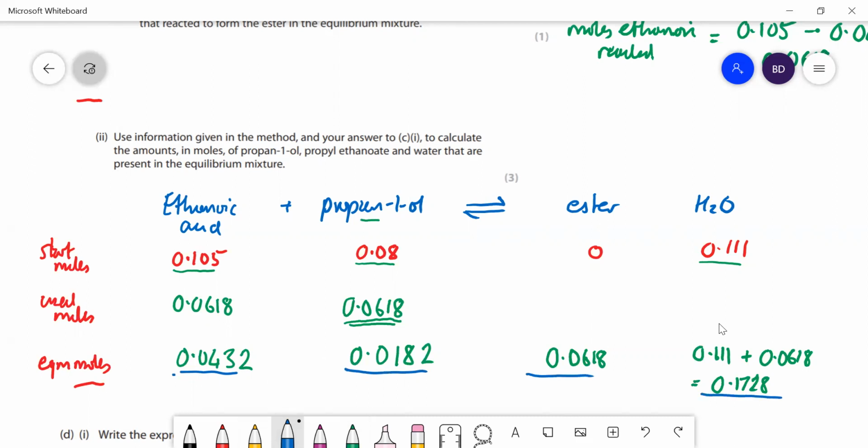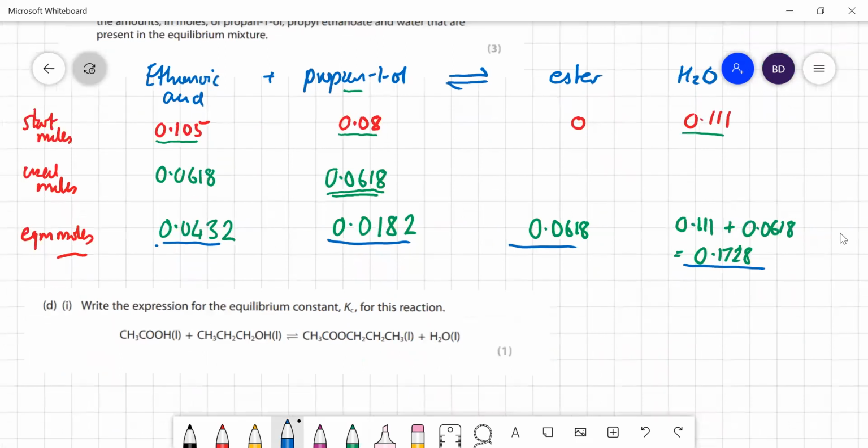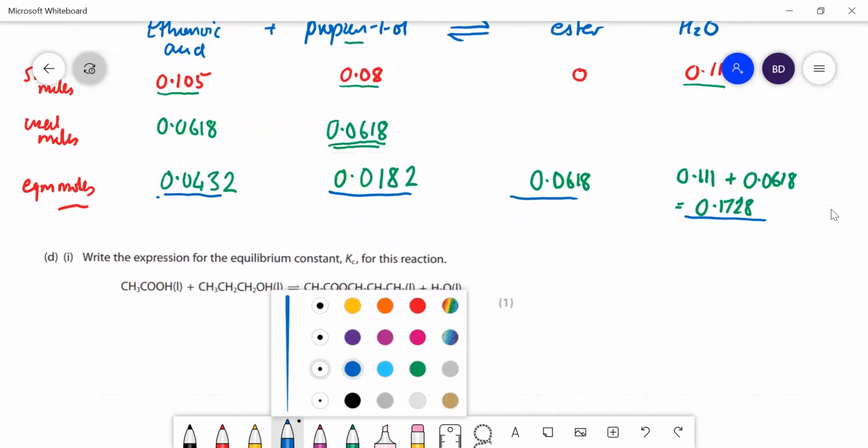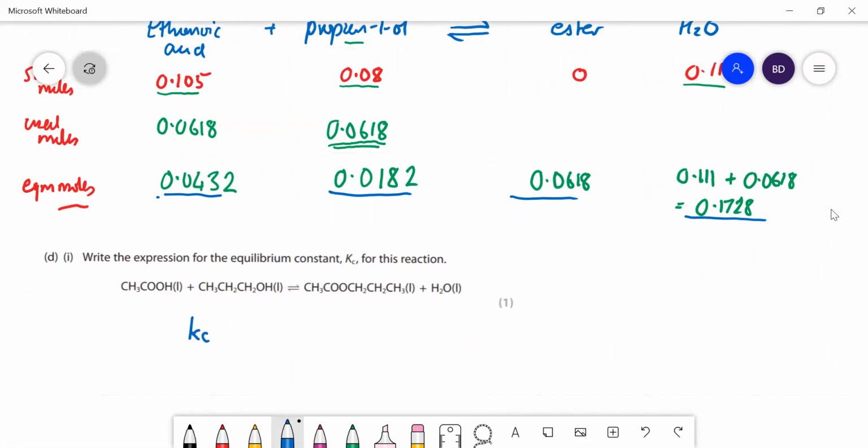Now, the next bit, obviously, of this question is they're going to ask you to write the equilibrium expression and put these numbers into it. So let's do that. Write the equilibrium expression. To keep things quick, I'm not going to write down the full formula. I'm going to write concentration of ester, concentration of water, over the concentration of the acid, ethanoic acid, and the concentration of the propanol.